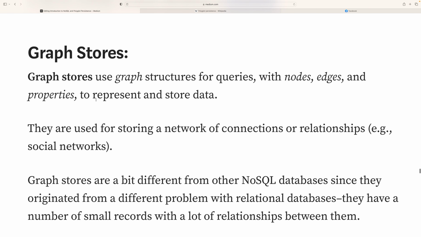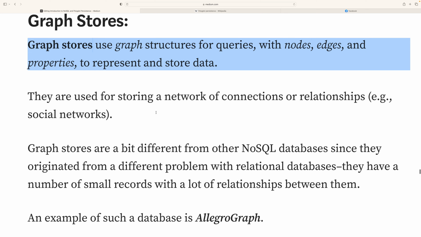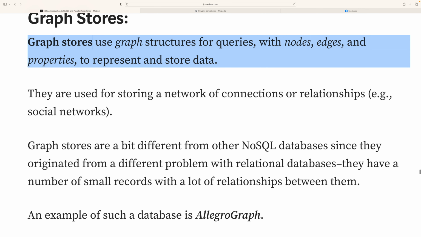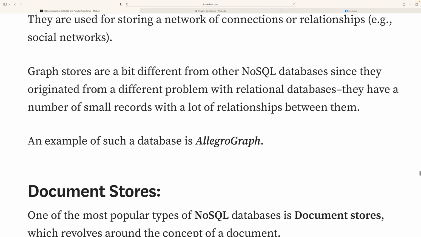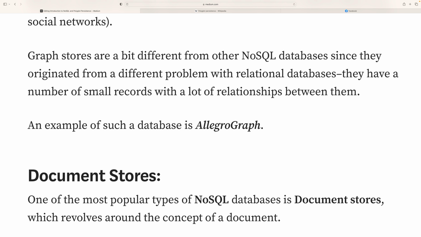Now let's talk about graph storage. Graph storage uses a structured query in which nodes, edges, and properties represent the stored data. They are used for storing network connections, for example, social networks. Graph stores are a bit different from other NoSQL databases since they originated from a different problem with relational databases. They have a number of small records with a lot of relations between them. An example of such a database is Neo4j.